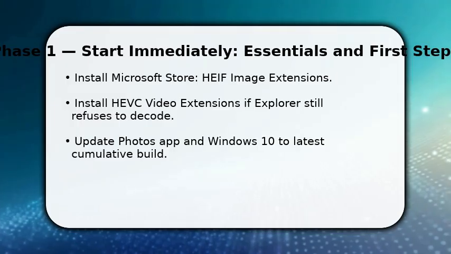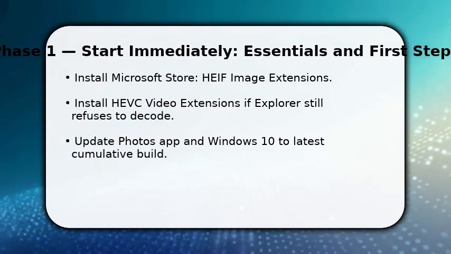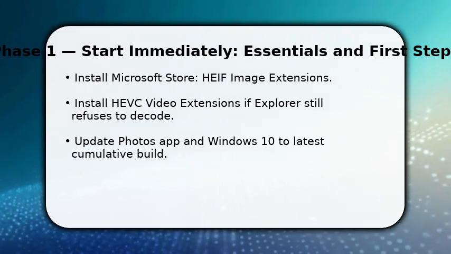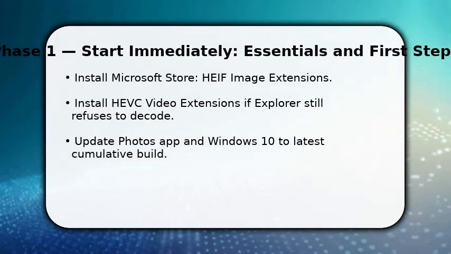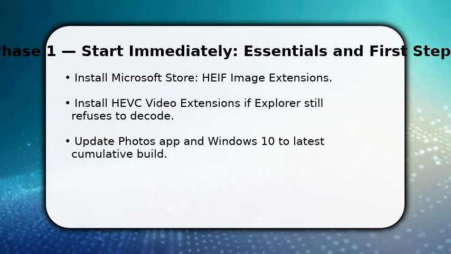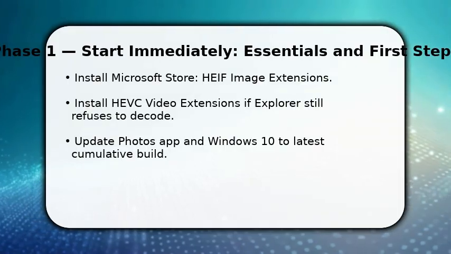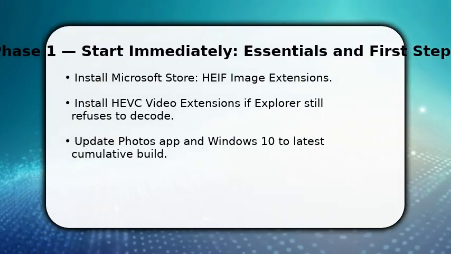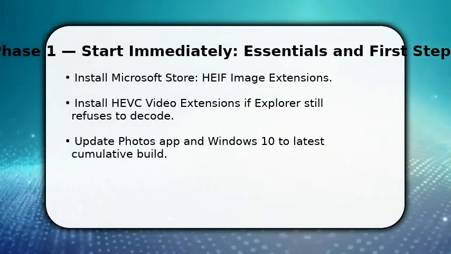Enjoy the video. You start by adding system-level support. Open Microsoft Store and install HEIC image extensions now. This lets Windows decode HEIC containers. Once done, install HEVC video extensions if Windows asks for an additional decoder. Some devices require it. Make sure your Photos app is updated and Windows 10 has the latest updates because the preview plumbing depends on system codecs.